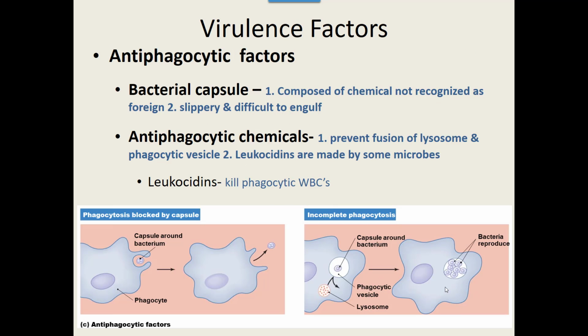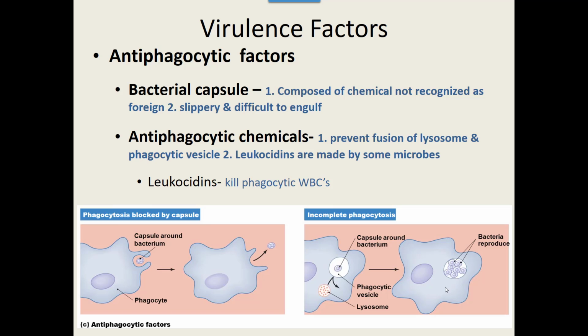Another virulence factor are antiphagocytic factors, which pretty much mean they're going to prevent phagocytosis. If you're a bacteria, you do not want to get eaten. So they've figured out a couple ways to prevent that. One, if bacteria have a capsule, that is an antiphagocytic factor. There's two reasons. One, it's composed of a chemical that's not recognized as foreign. That capsule is made of sugar.